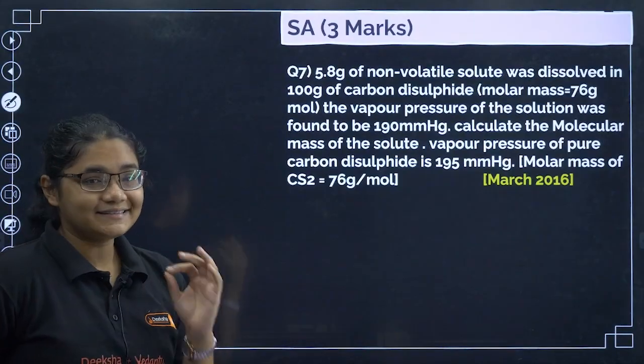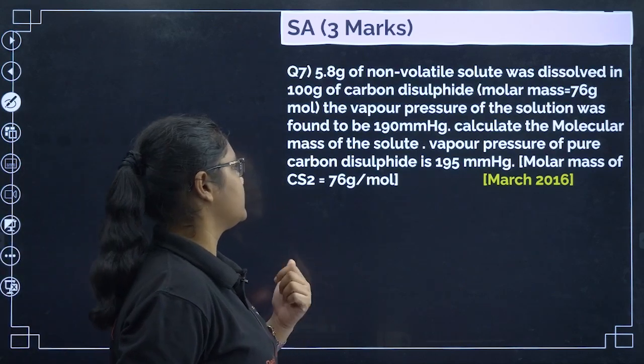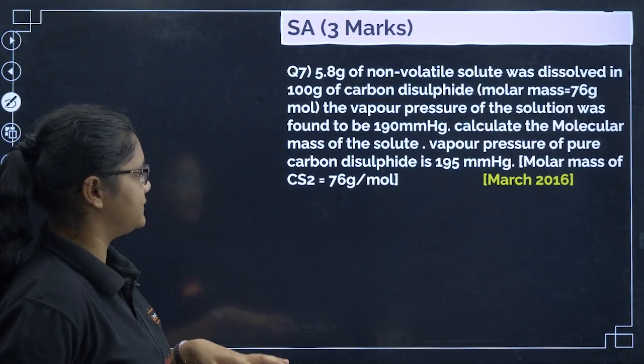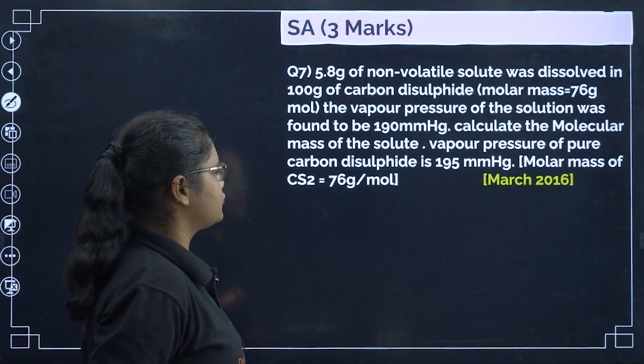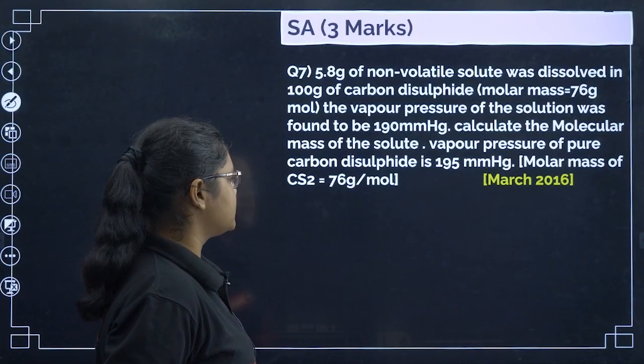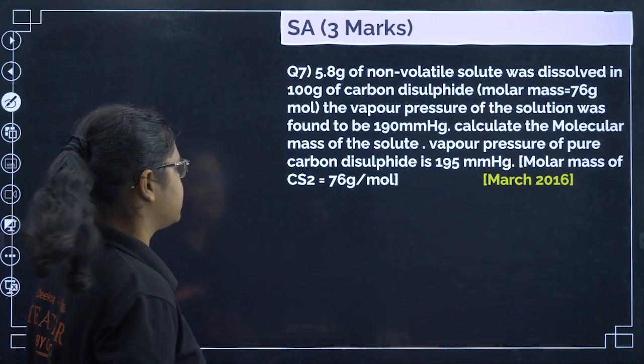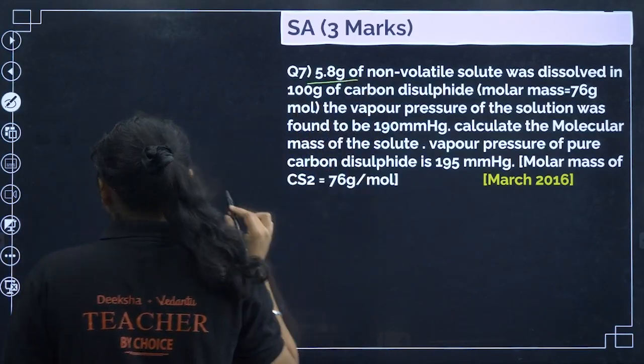Okay. Let's see the next question here. 5.8 gram of non-volatile solute was dissolved in 100 gram of carbon disulfide. The vapor pressure of the solution was found to be 190 mm of Hg. Calculate the molecular mass of the solute. Vapor pressure of the pure carbon disulfide is this much. Okay, so let us write down the values here. What is the mass of solvent?